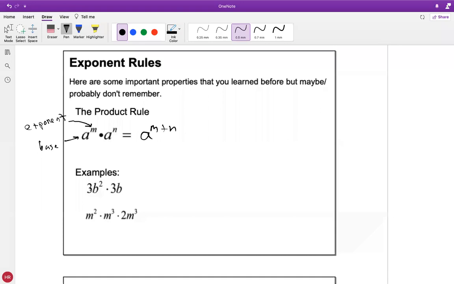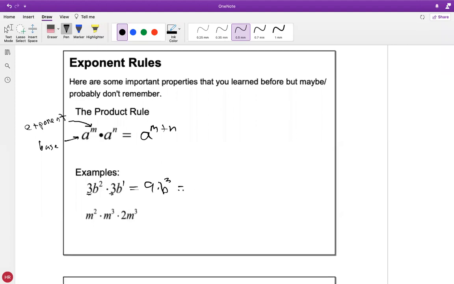Here's an example, 3b squared times 3b. You could kind of rewrite this in a different order if you want, but you should just know that you multiply the numbers in front. 3 times 3, that's 9. And then b to the second times b. Well, b by itself is really b to the first. So b to the second times b to the first. We apply this rule. We get b to the 2 plus 1, which is 3. So this would be 9b cubed.